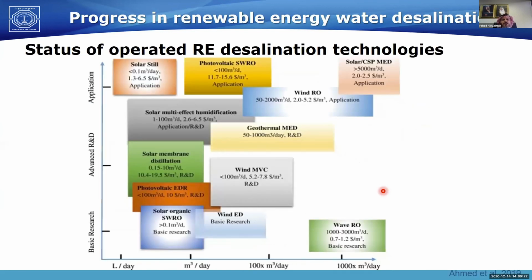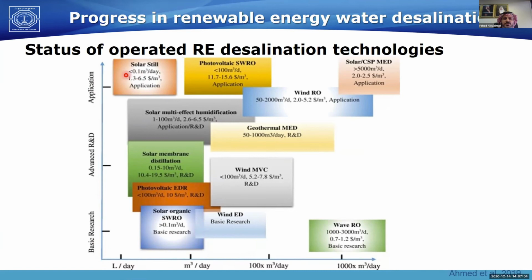Now, moving forward, what is the status of operated renewable energy desalination technologies? The figure here shows the maturity level of the research or application, so some technology is at the basic research level, some of them at the advanced R&D level, and some of them already applied recently or even since a long time, like solar cells. And on the x-axis, what you see here is the power, the capacity of the technology, how many liters it can produce per day.